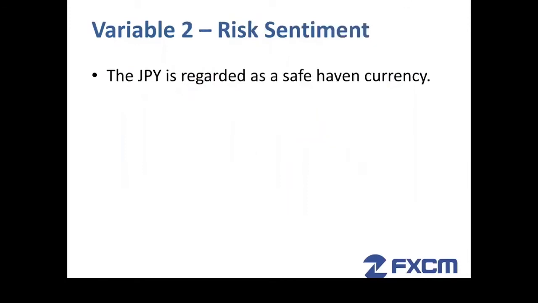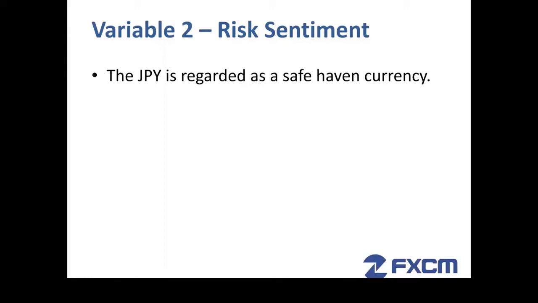The second variable is risk sentiment. Okay, the Japanese yen is regarded as a safe haven currency, and there's a few reasons for this. First of all, Japan has a current account surplus and is regarded as a net creditor. Also, the interest rates in Japan are extremely low. At the time of this recording, they're actually negative. And that means that there is incentive for Japanese investors to look for higher yielding assets offshore. This is called the carry trade.